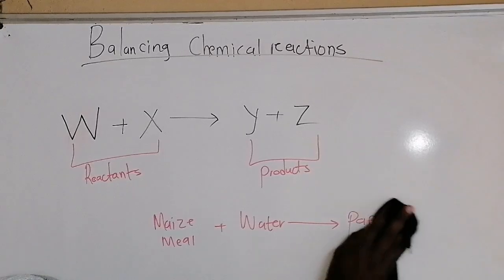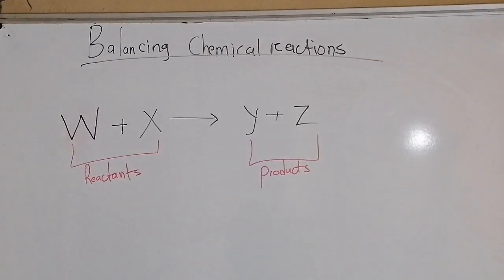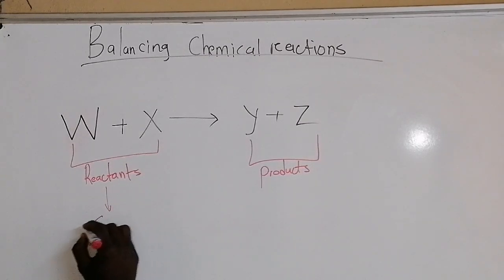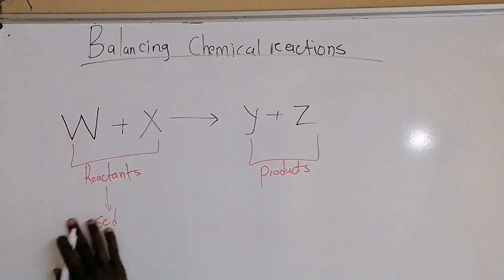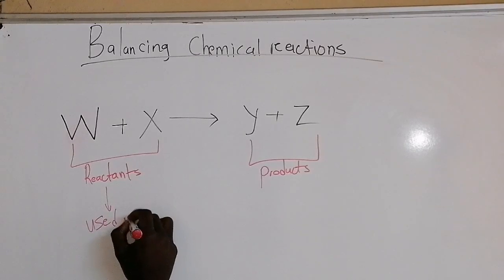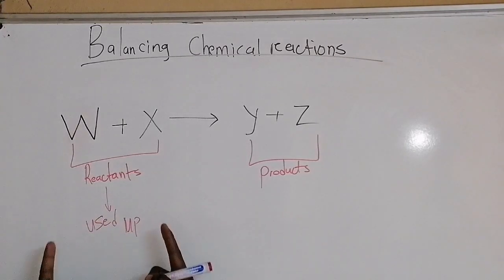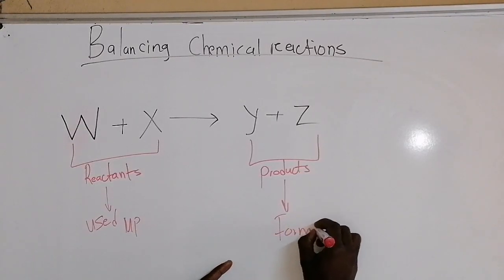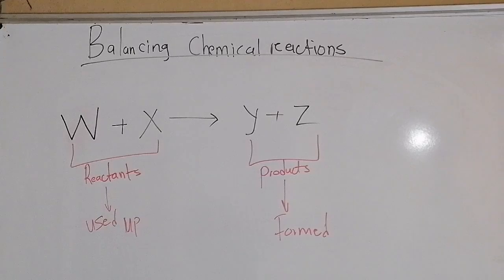So in other words, reactants are used. Why? Because we use them to form the product. So they are used up. Then the products, since the reactants are used to form them, are formed. So this is very important. Make sure that you are following, because as we're going to be balancing the chemical equations, what I'm going to explain here is very important.